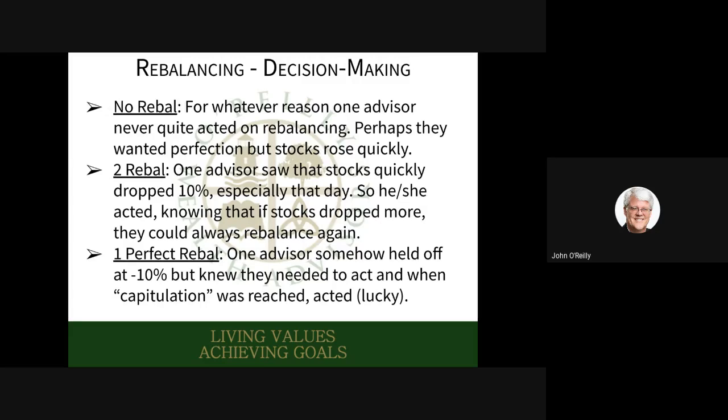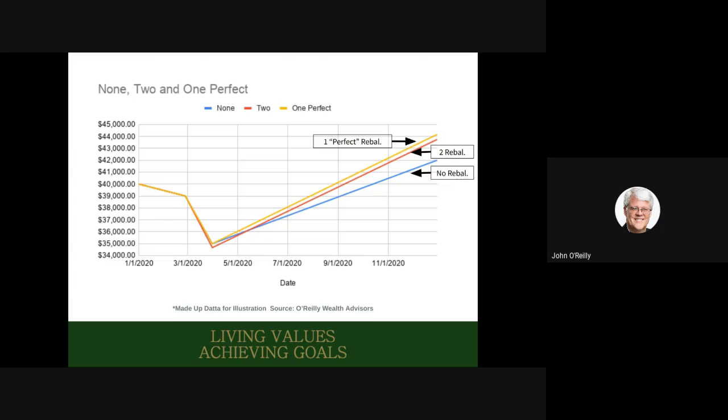In the second scenario, an advisor saw that after stocks quickly dropped 10%, he or she decided, boom, we're going to do the rebalance. But then when they saw the stocks dropping more, they thought, okay, I'm going to rebalance again. And in the one perfect rebalance, one advisor got very lucky, and acted right when stocks were at the very lowest time of the year at minus 10%. The timing was perfect and very lucky. Not that you can't be close to that. You can certainly be in and around that, because you do see the market going down.